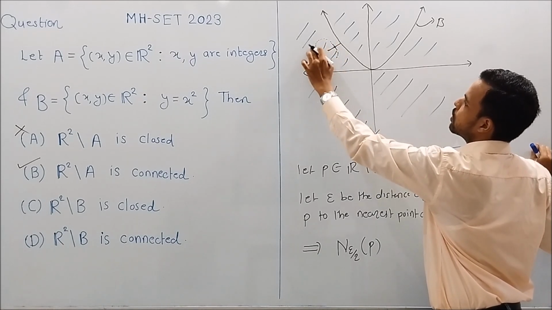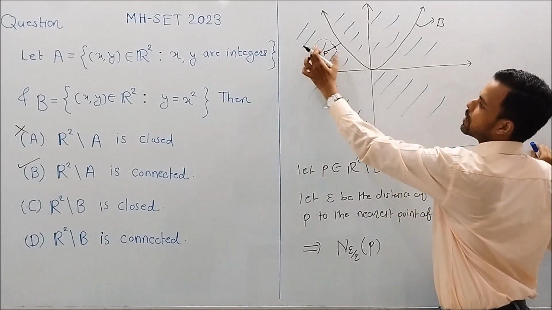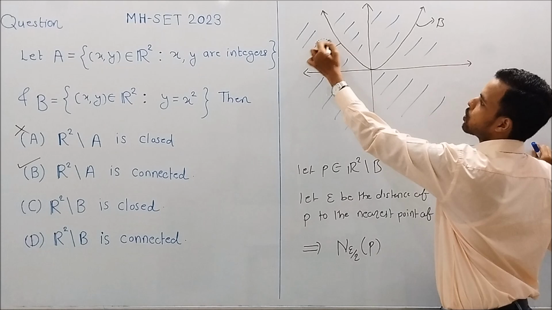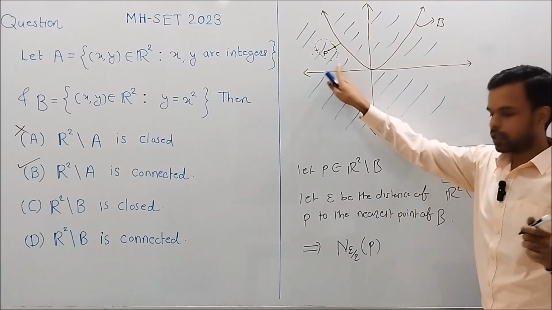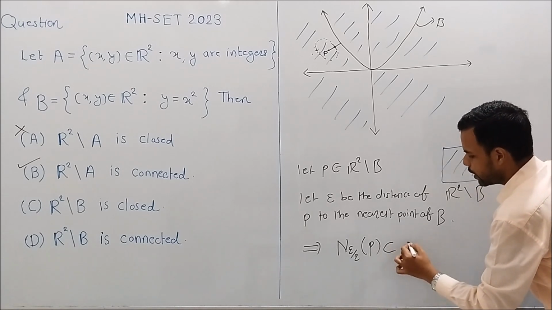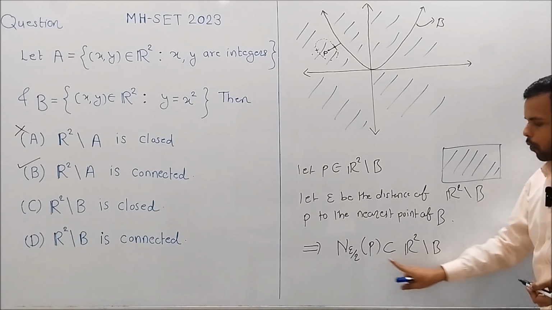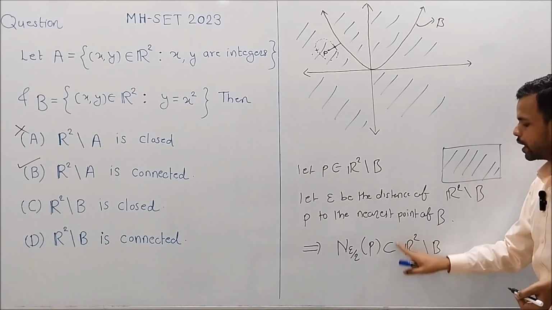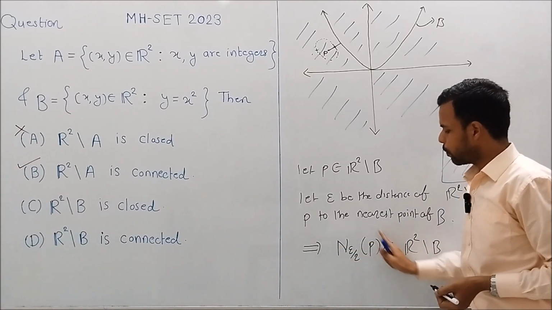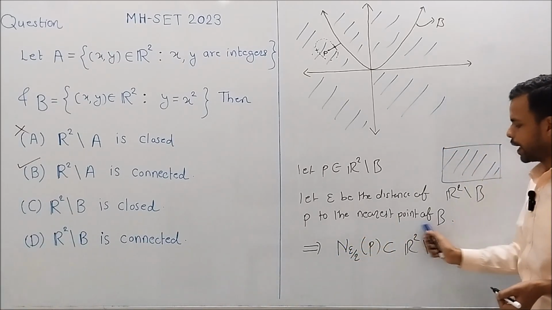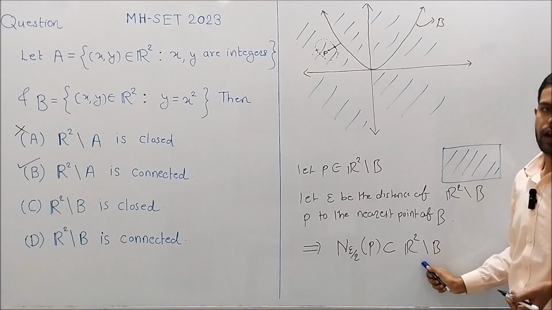Okay, this is a point P. So the open ball with center P and radius epsilon by 2 is clearly contained in this shaded portion, that is contained in R2 minus B. So point P will be an interior point of R2 minus B, because there exists a neighborhood of P which is completely contained in R2 minus B.